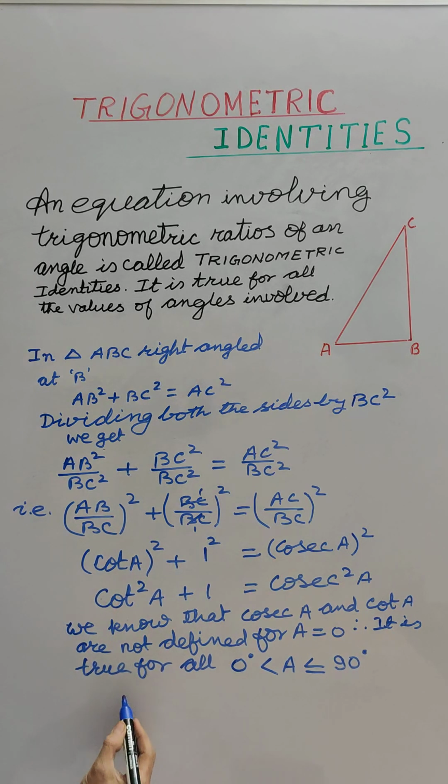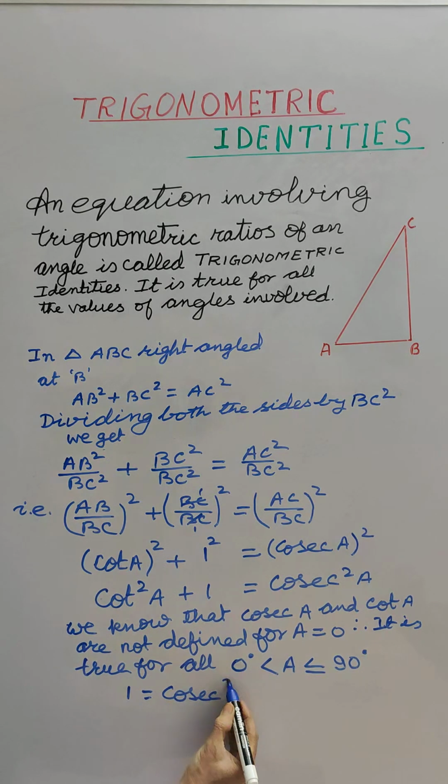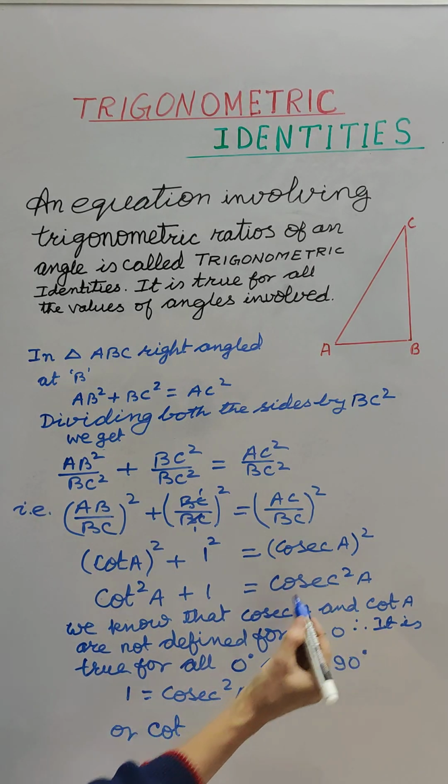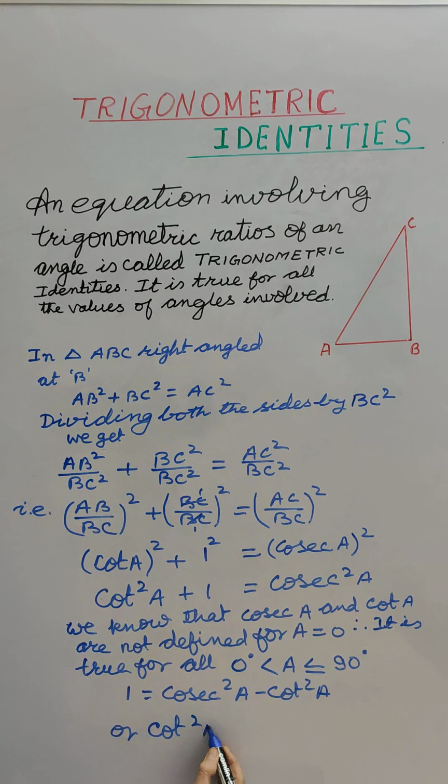We can also write this equation: 1 is equal to cosec square A minus cot square A, or if we transpose this 1 to that side, cot square A is equal to cosec square A minus 1.